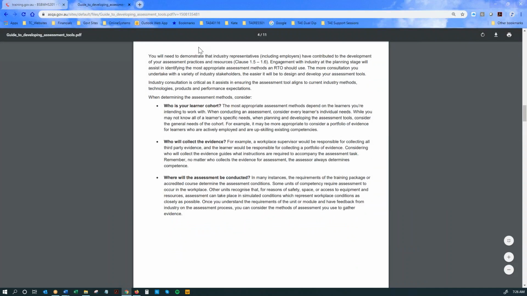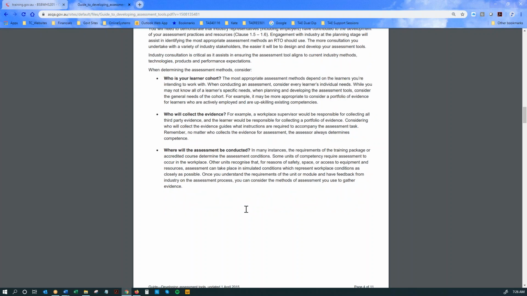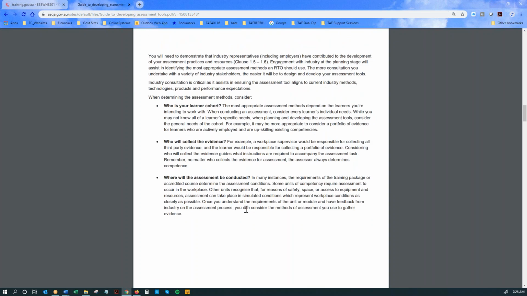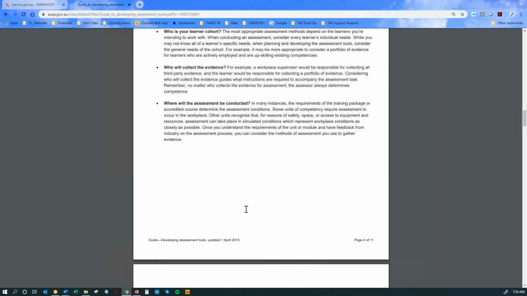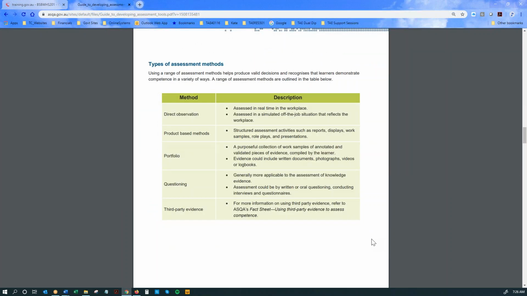So then we come to this concept of really determining clearly who's your learner cohort, who's going to collect the evidence, so who's the assessor, or is it going to be jointly with a workplace supervisor or something similar? And then where is the assessment to be conducted? So again, very important to define all these things, and we'll have a look at the assessment plan that we define those things in shortly.